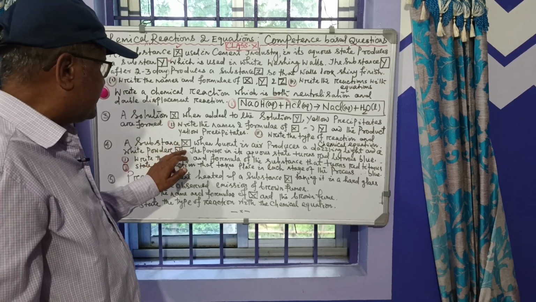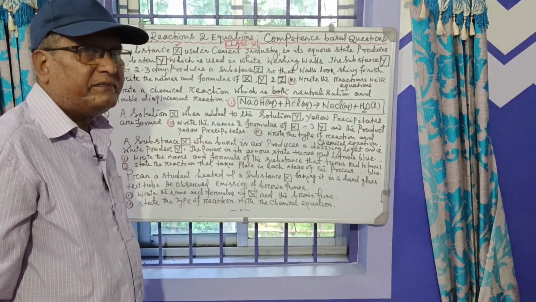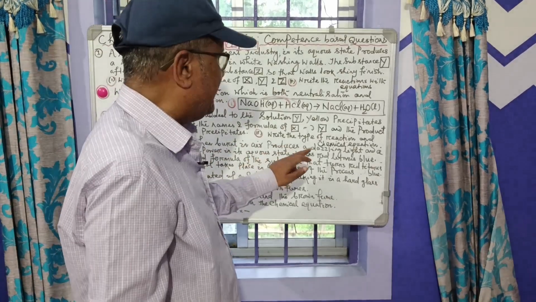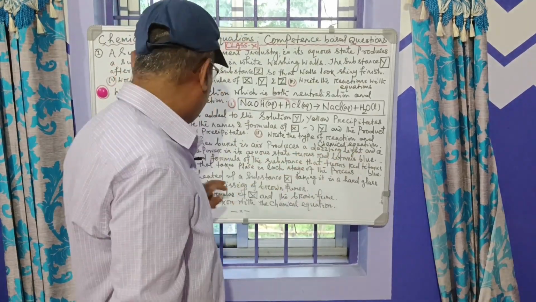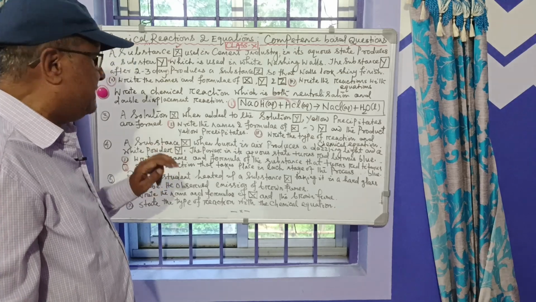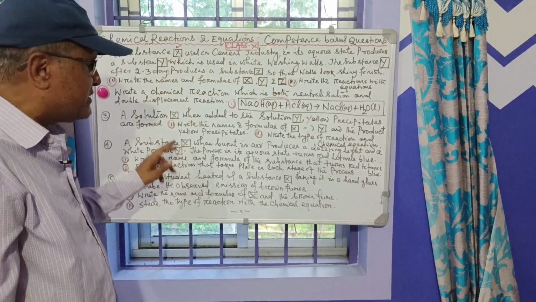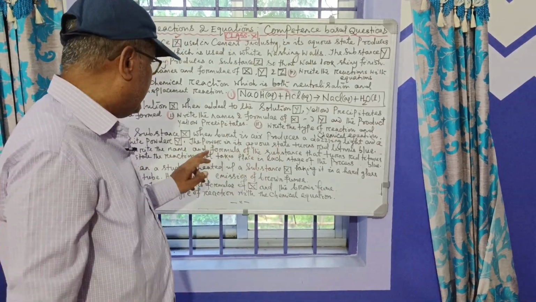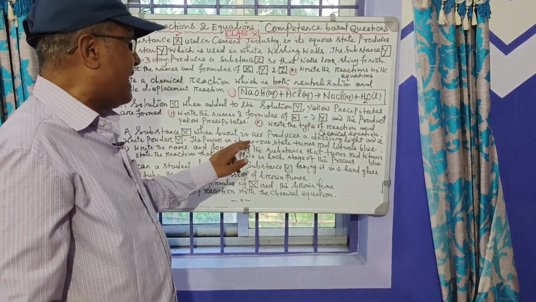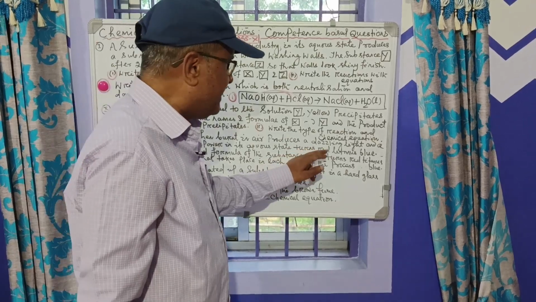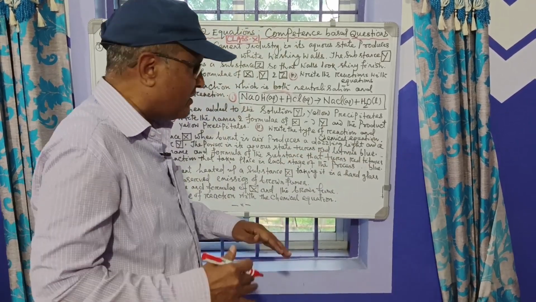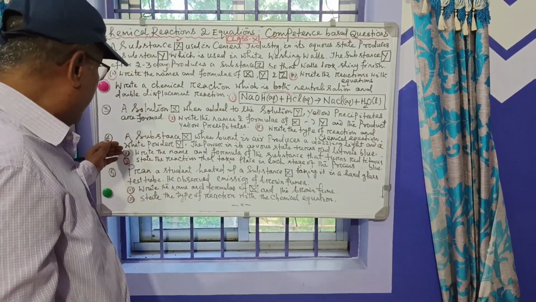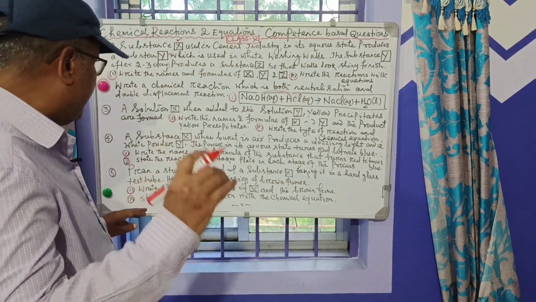A substance X, when burnt in air, produces a dazzling light and a white powder Y. So X produces Y. The powder Y, in its aqueous state, turns red litmus blue. It changes the color red litmus to blue. Then we have mentioned two questions carrying 1 mark each.